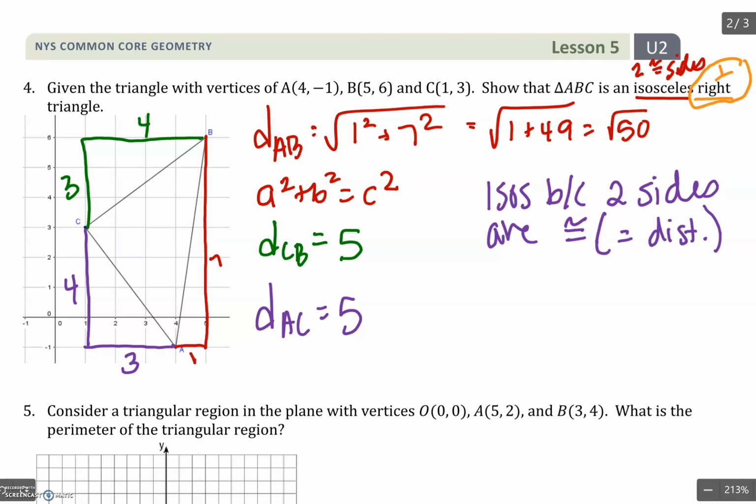To show it's a right triangle, I can show perpendicular by doing the slope. So I'm going to do that separately. So I'm going to look here. It's very clearly BC and AC. That should make the right angle. You can tell by looking.